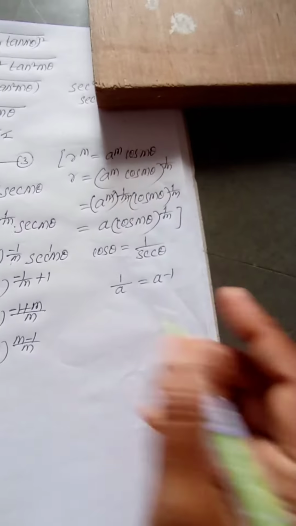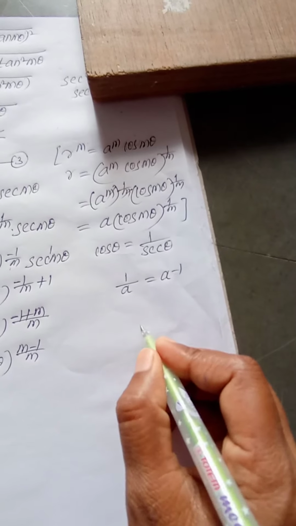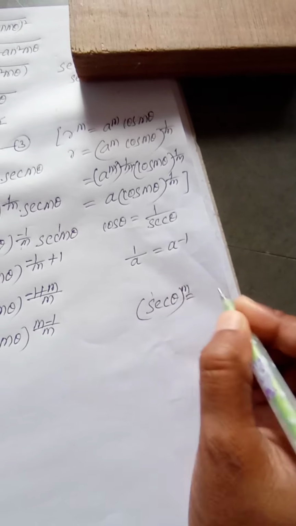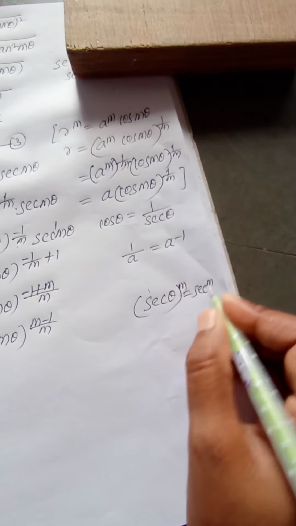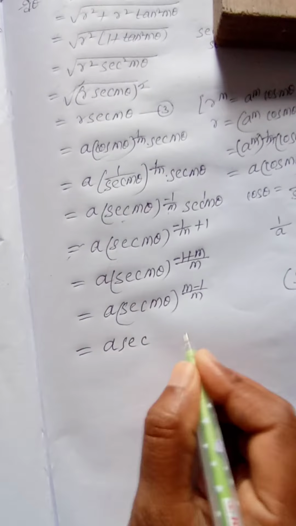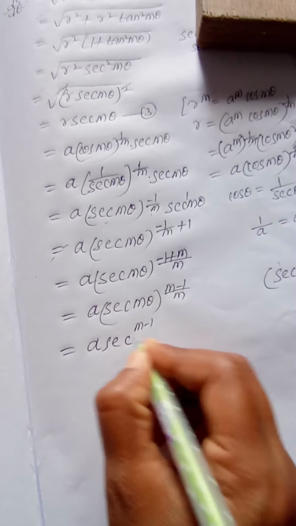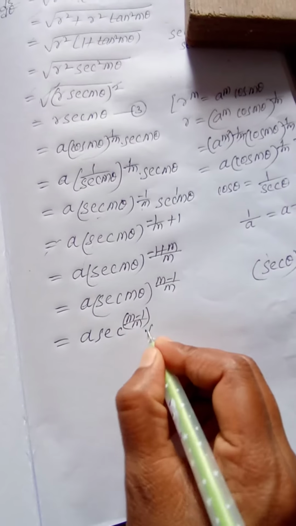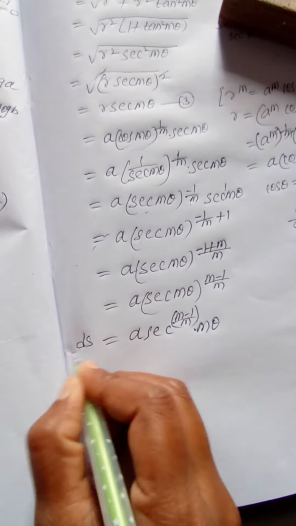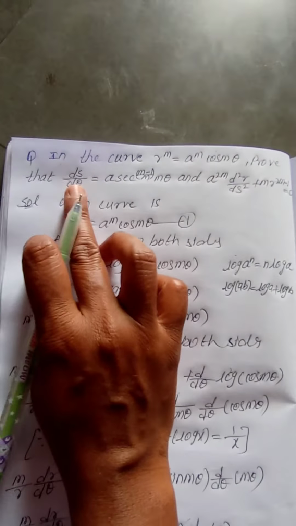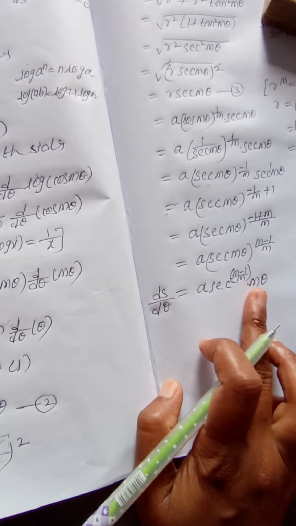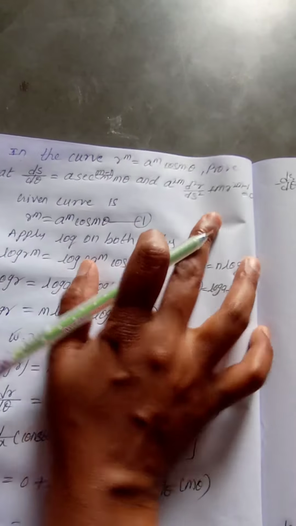So we know that secant theta whole to the power of m is written as secant to the power of m theta. So a into secant to the power of m minus 1 by m into m theta. So the first proof is completed: ds by d theta equal to a into secant to the power of m minus 1 by m into m theta.